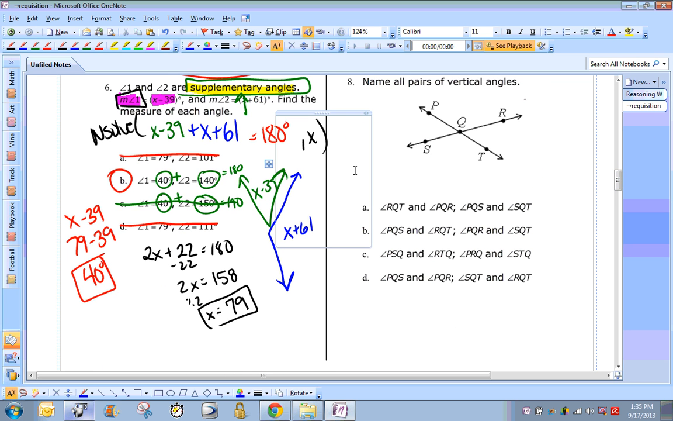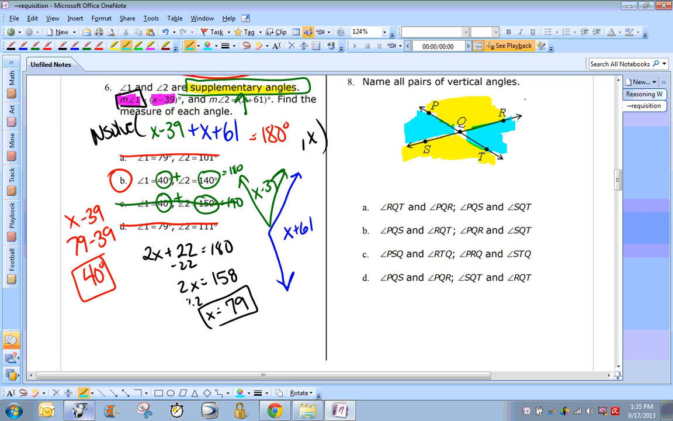Lastly, what are vertical angles? Vertical angle pairs, remember, would be opposite angles that are non-adjacent when two lines intersect. So, I'm going to color our vertical angle pairs. The two blues are vertical angles, PQS and RQT. And then the yellow angles, PQR and SQT. And that should be the correct answer. Those are our two vertical angle pairs.